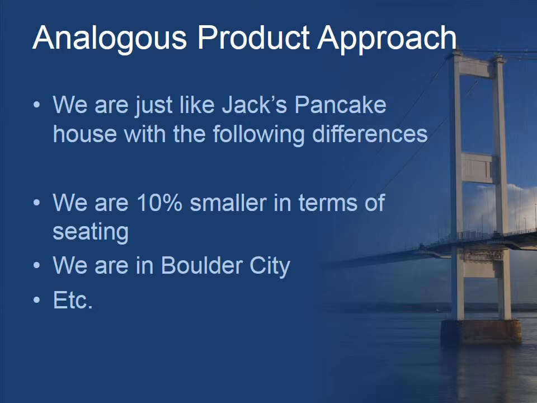The third approach to this is called an analogous product approach. So for instance, we would say, well, we're just like Jack's Pancake House with the following differences. We're 10% smaller in terms of seating. We're located in Boulder City. We're serving meals all day long, different meals for breakfast, lunch, and dinner. And so it goes on and on. But the point would be I can take an organization, or in this case a restaurant, that is similar to mine, and I can use that as a starting point for estimating my sales.